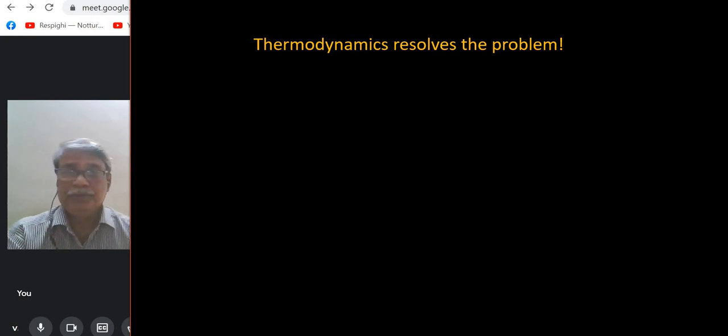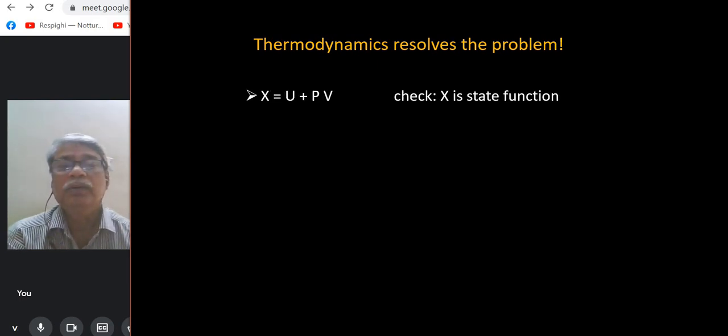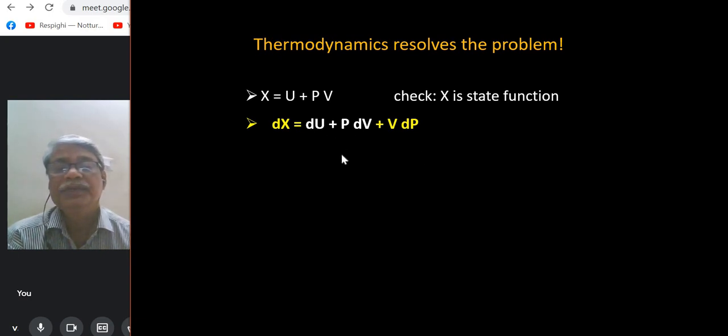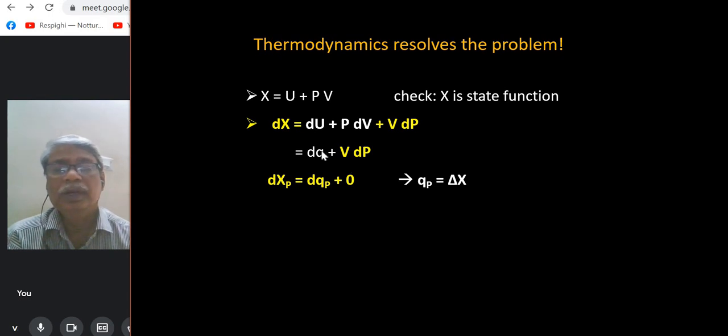Thermodynamics resolves this problem. So how? Let us just play with this equation: a new function X that I'm in search of, for making Q a state function at constant pressure condition. So X is U plus PV, and take the differential: dX is dU plus PdV plus VdP, but dU plus PdV is, from the first law, dQ. Now you put the condition P constant, so you get dX at P is equal to dQ at P plus 0, since VdP is 0 at constant pressure.